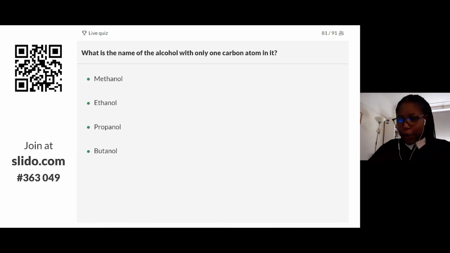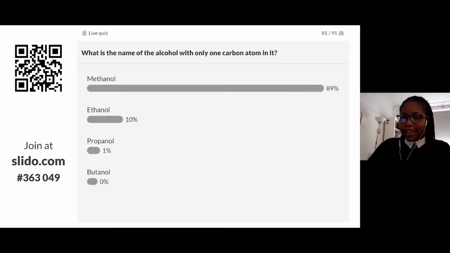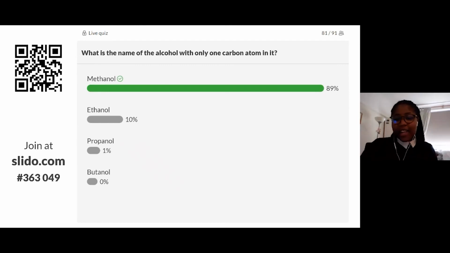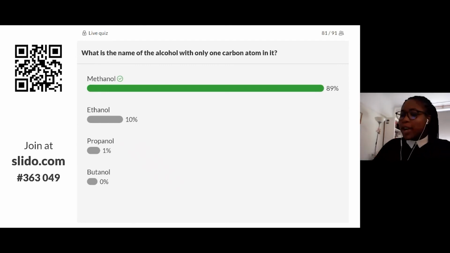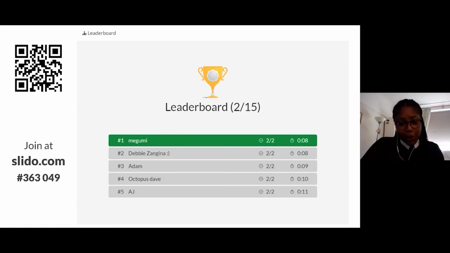So which alcohol only has one carbon atom in it? Excellent, guys. So almost 90% of you have selected methanol, and that is absolutely correct. So remember, we had that little mnemonic. We said monkeys eat peanut butter. So M first for methanol, which only contains one carbon atom. E would contain 2, prop would contain 3, and but would contain 4. So really excellent job. And well done, new winner this round, Megumi, with excellent speed.